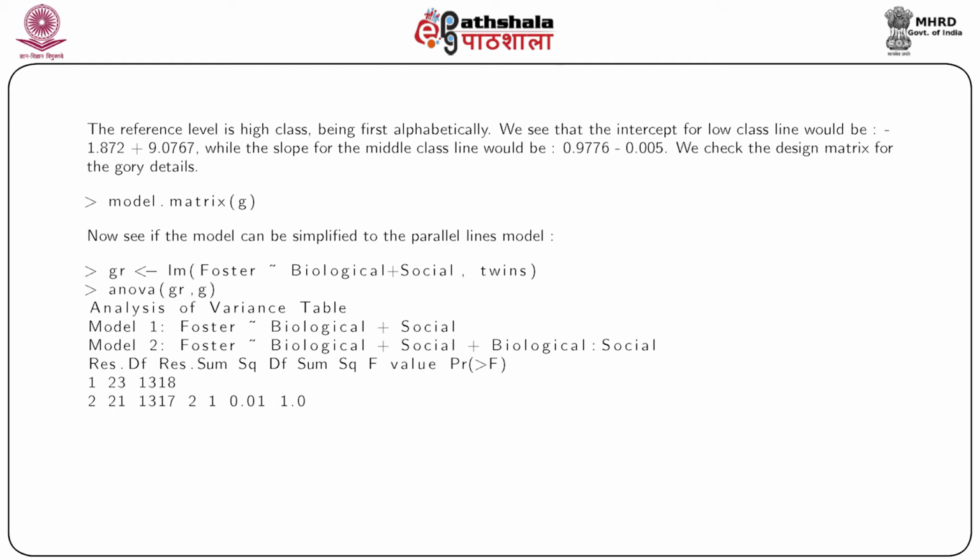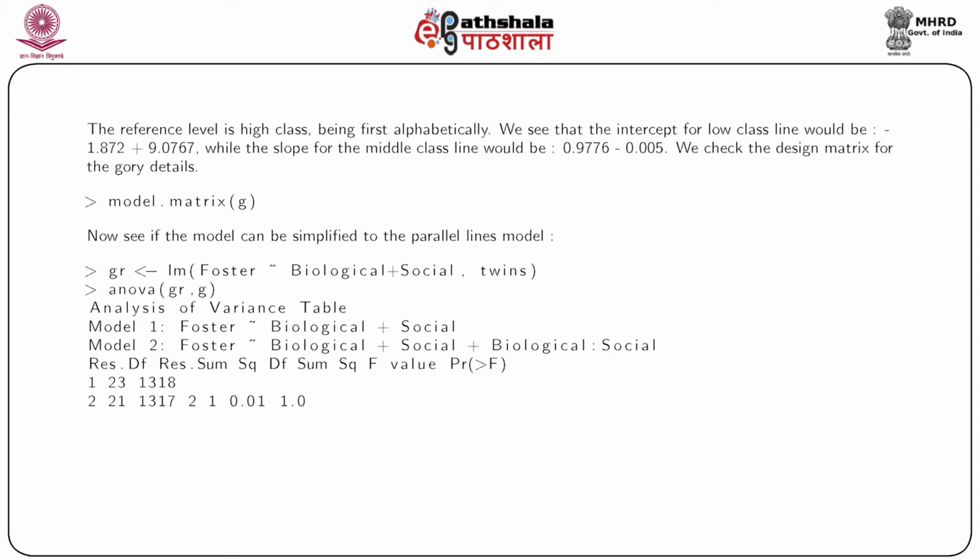So we see that the intercept for low class line would be 1.872 plus 9.0767. So as we had done in the previous case, we can fit the regression model, and then based on the coding for our factors, we can plug in the values of the factors accordingly. In case of 3 or more factors, we cannot use the 1 and 0 coding anymore, but we usually use codes which are separated by 1 unit. For example, 1, 2, 3, 2, 3, 4 and so on. So taking these type of numerical code helps us make the interpretation of the eventual results easier.